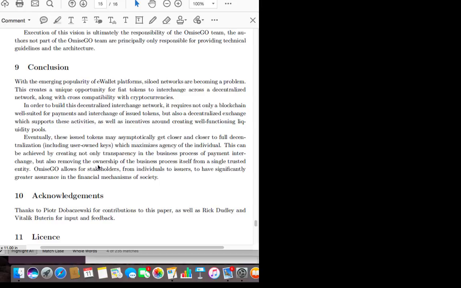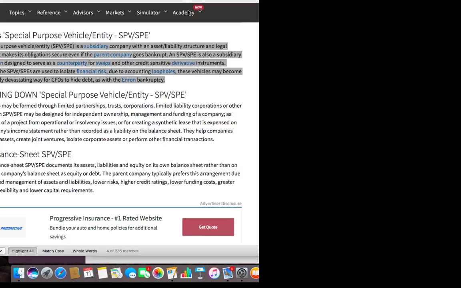Eventually, these issued tokens may asymptotically get closer and closer to full decentralization, including user-owned keys, which maximizes agency of the individual. The way I see that, guys, is what they're saying is everybody is basically going to have their own bank. Now, a lot of people could argue that Bitcoin does that, but it doesn't quite do that because, in fact, the problem right now is that with Bitcoin, there is no gateway in. Okay, let's see if I can give you an example of that.